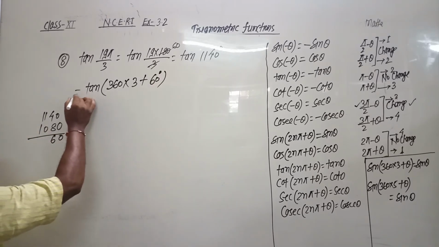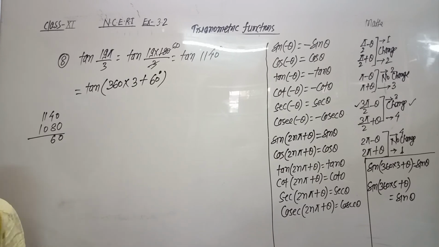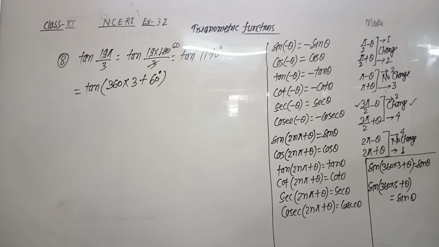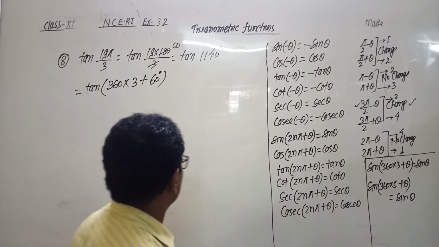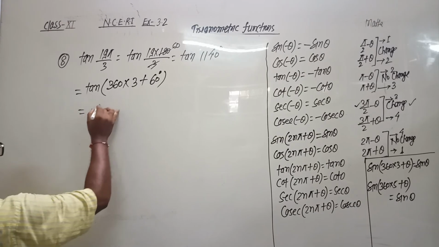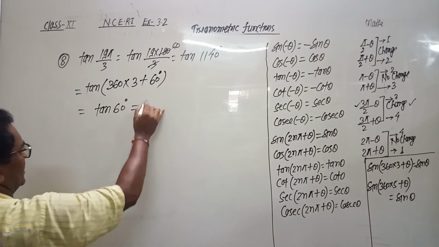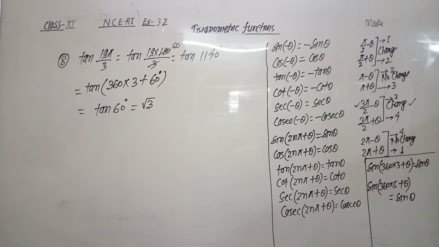And this becomes the formula tan of 2n pi plus theta, where the value of n is 3. So tan of 2n pi plus theta equals tan theta, and the value of theta is 60 degrees. So tan 60 degrees is root 3. So the result is root 3.